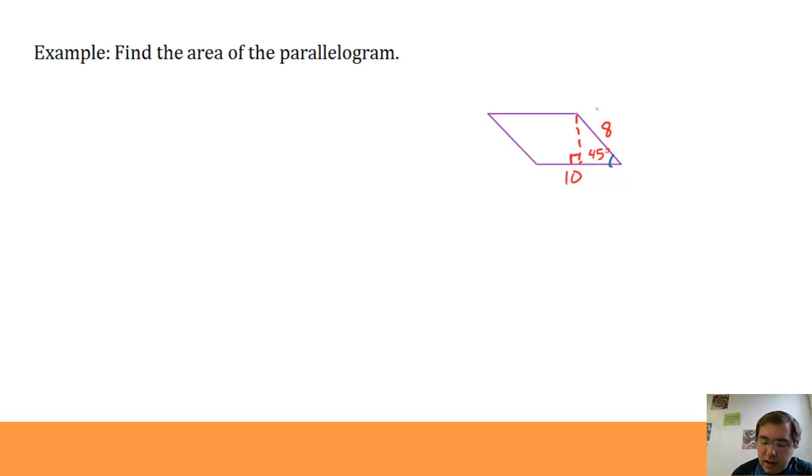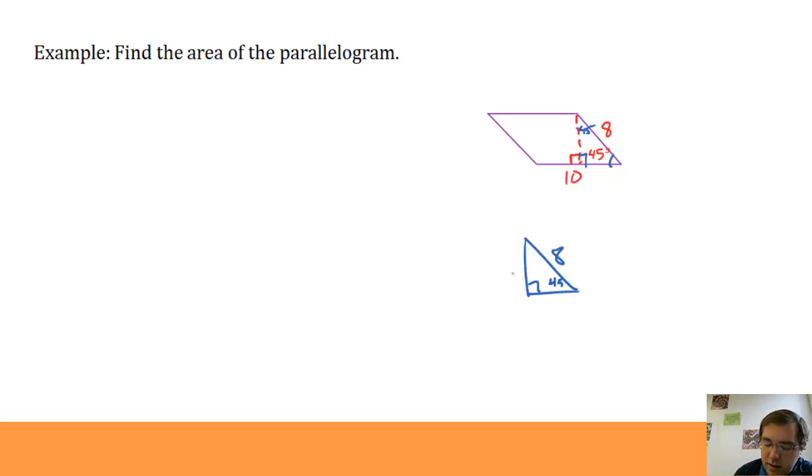And this height that I drew gives me a right angle. So that means I've got myself a 45, 45, 90 triangle, where I know the hypotenuse. Let me redraw this triangle down here. I got 45. I know the hypotenuse is 8. How do I find the leg? The leg will be the height of my parallelogram.